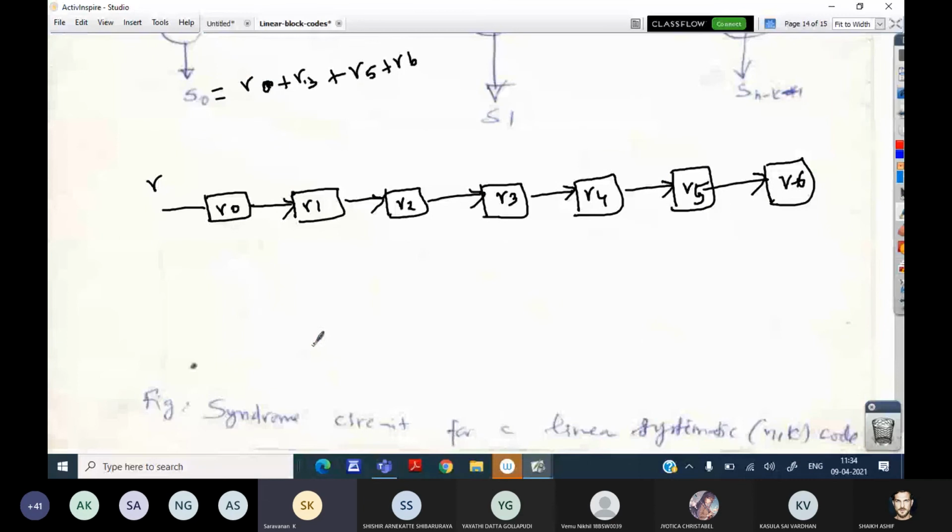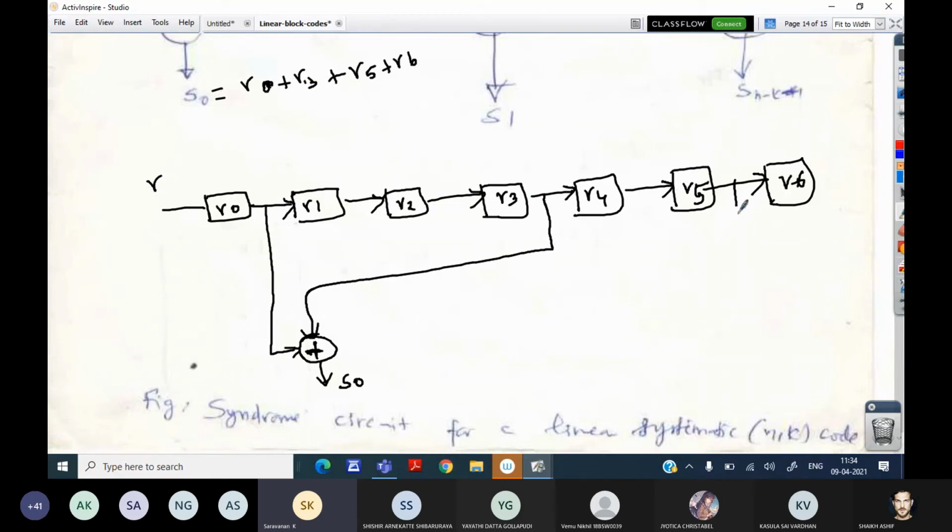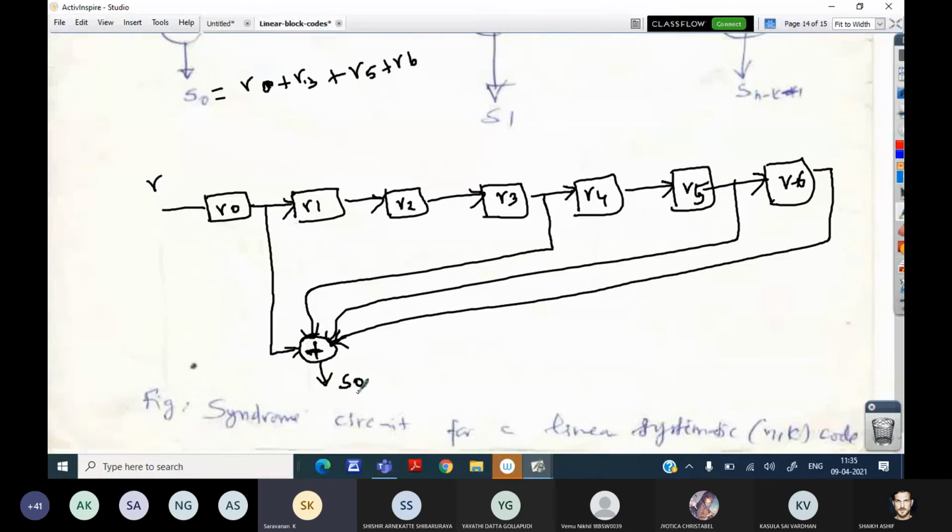Okay, this is nothing but a modulo-2 adder, or XOR operation, that we are going to do. So I have to connect this R0 to this adder, and the output is nothing but my S0. R3 is connected, then R5, then R6. You got this? So S0 is now generated.